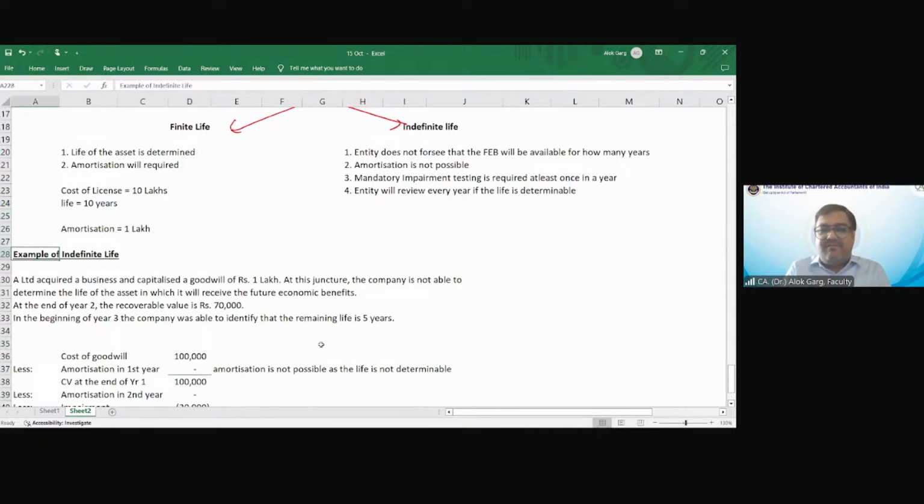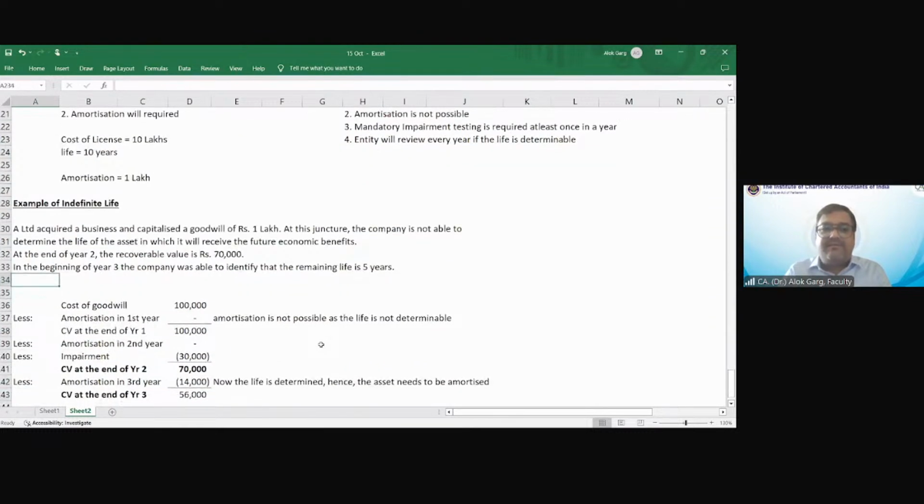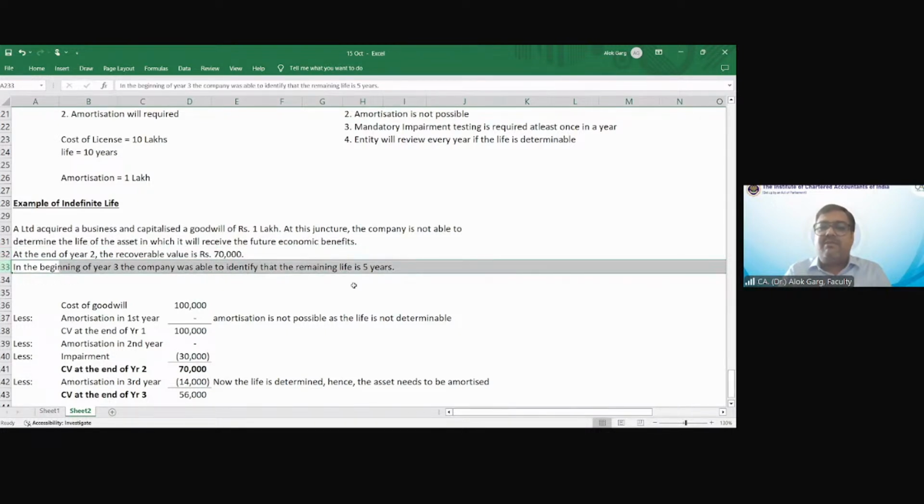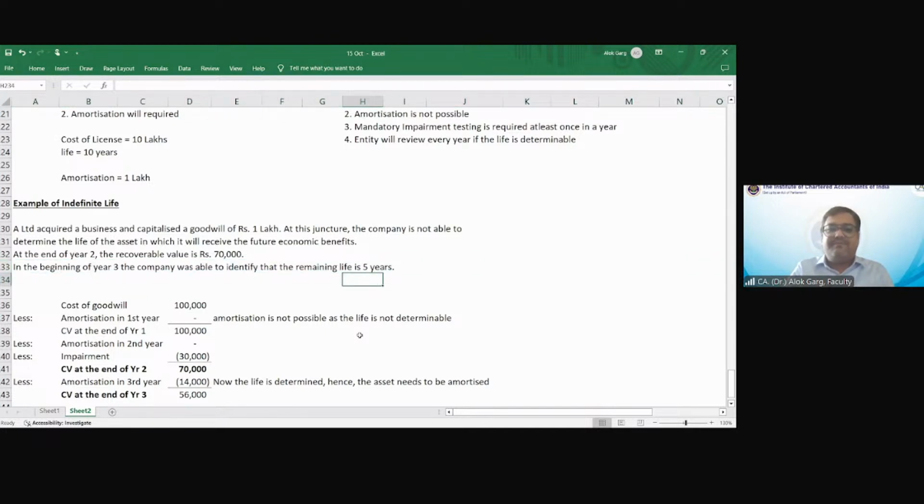So let's discuss with the help of an example. Example of indefinite life: A Limited acquired a business and capitalized a goodwill of rupees 1 lakh. At this juncture, the company is not able to determine the life over which it will receive the future economic benefit. At the end of year 2, the recoverable value is 70,000. At the beginning of year 3, the company was able to identify that the remaining life is 5 years. Friends, what is the cost of the goodwill? 1 lakh. What is the amortization in the first year? 0, because the life is indefinite. Amortization is not possible as the life is not determinable.